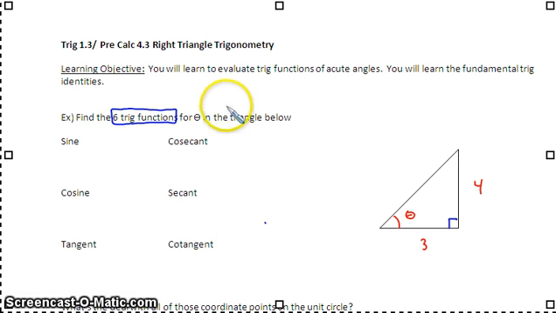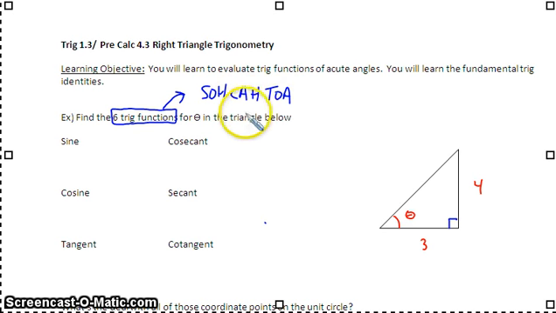Well, this is something that you should have some prior knowledge on. Hopefully you remember from geometry and algebra, algebra 2 actually, this phrase, SOHCAHTOA, where sine is equal to opposite over hypotenuse, cosine is equal to adjacent over hypotenuse, tangent is opposite over adjacent.